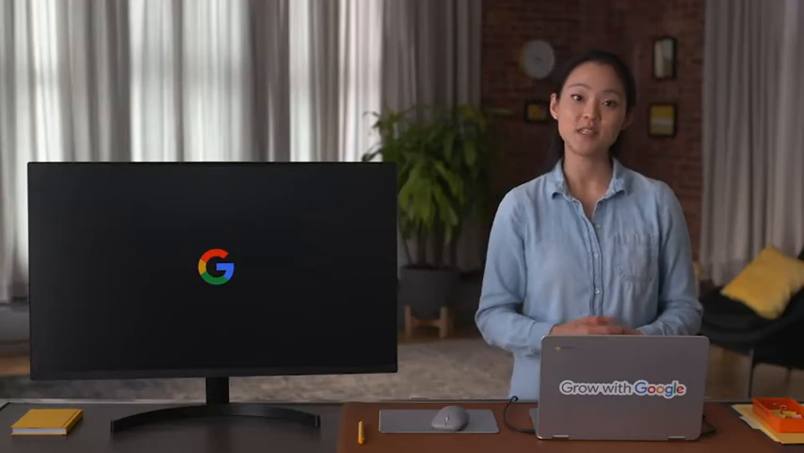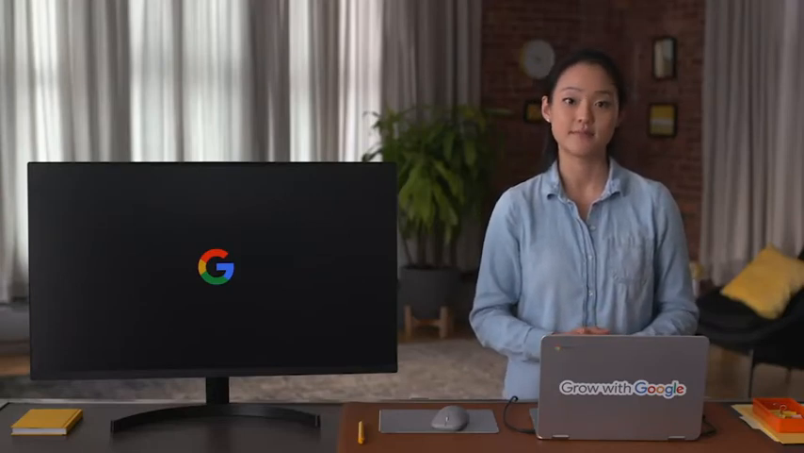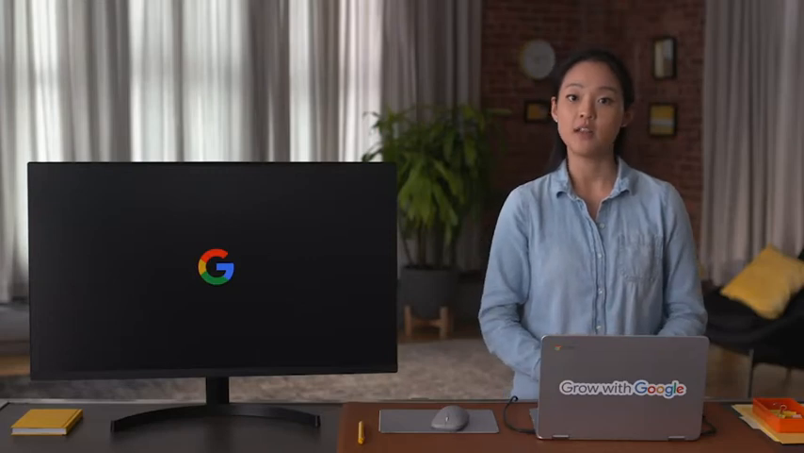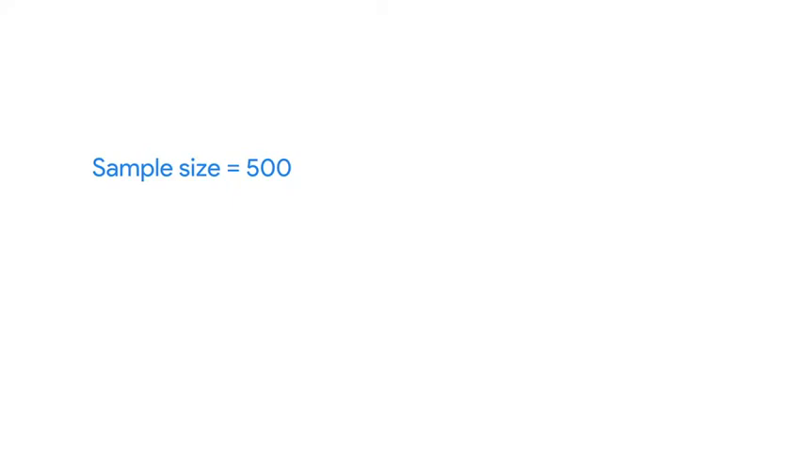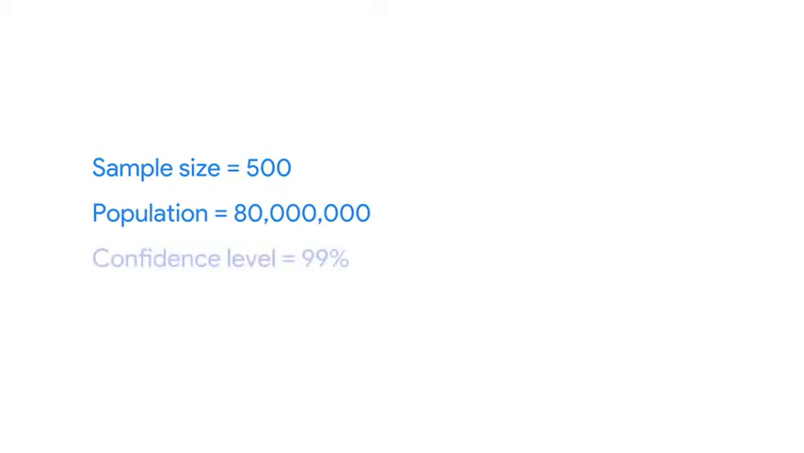And just like with sample size, you can find lots of calculators online by searching margin of error calculator. But we'll show you in a spreadsheet, just like we did when we calculated sample size. Let's say you're running a study on the effectiveness of a new drug. You have a sample size of 500 participants, whose condition affects 1% of the world's population. That's about 80 million people, which is the population for your study. Since it's a drug study, you need to have a confidence level of 99%. You also need a low margin of error.